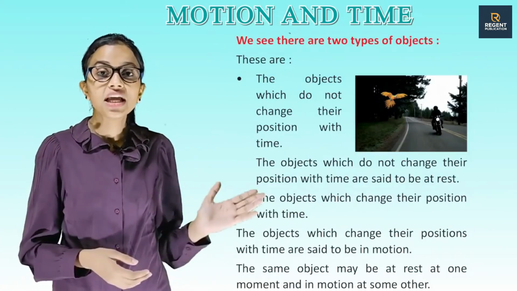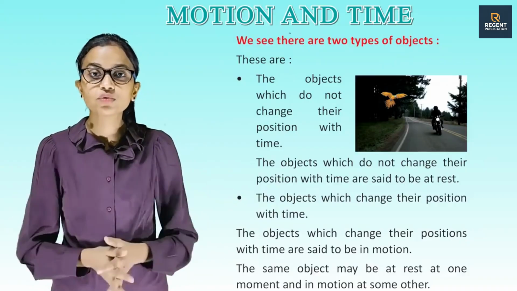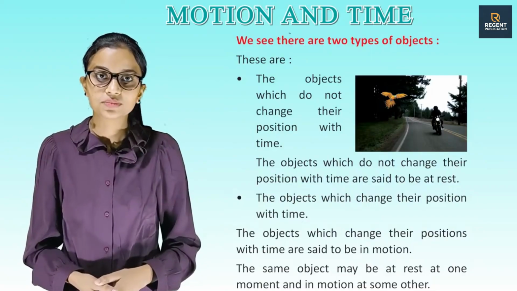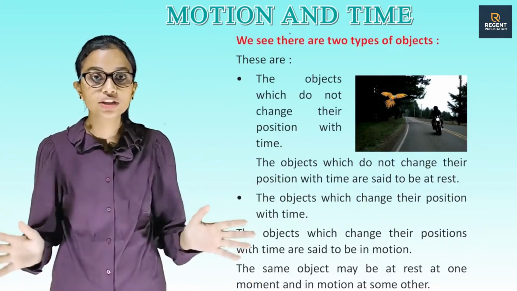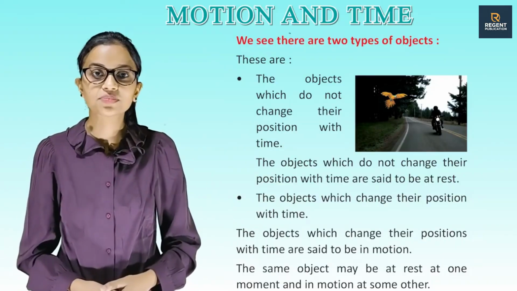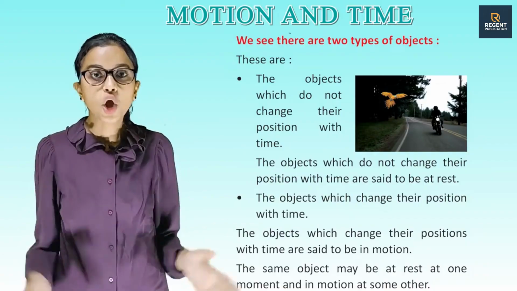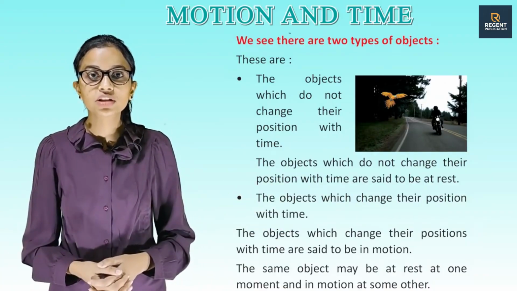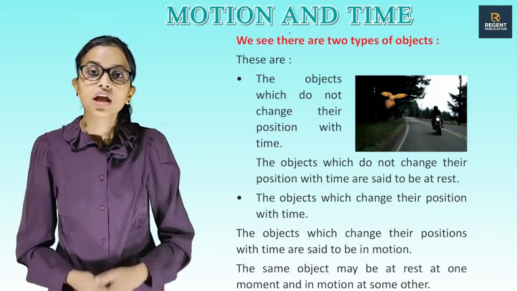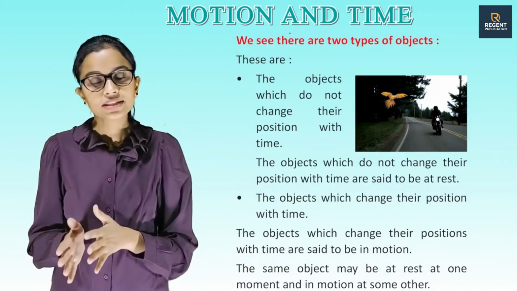So, we see there are two types of objects. These are the objects which do not change their position with time. The objects which do not change their position with time are said to be at rest. The objects which change their position with time are said to be in motion. The same object may be at rest at one moment and in motion at some other.